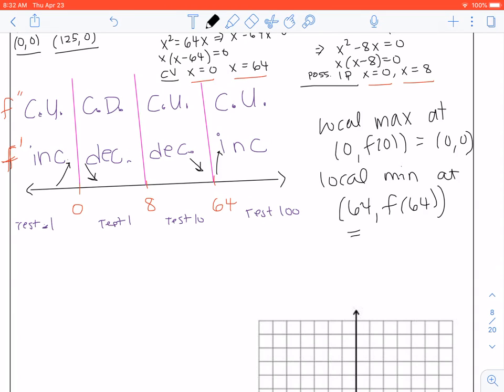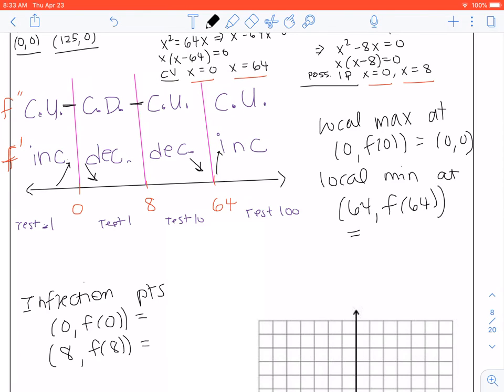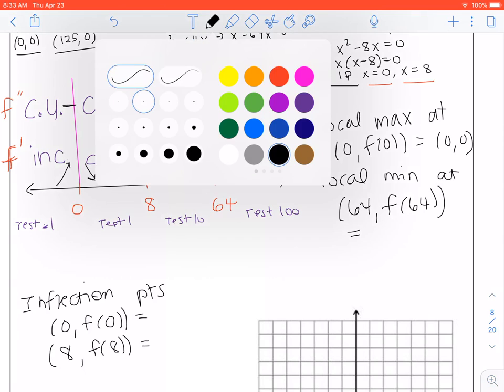Possible inflection points that we had were at 0 and 8, and then are any of those inflection points? And yes, if you notice, it is changing concavity at 0, and it's also changing concavity at 8. So our inflection points that we have are going to be at 0, f of 0, and at 8, f of 8. So getting those values, those points calculated.